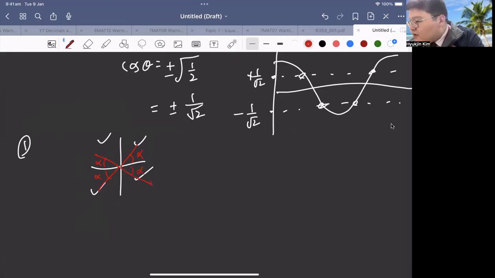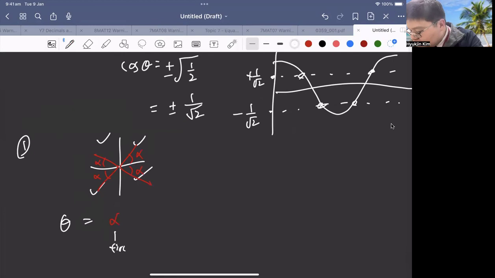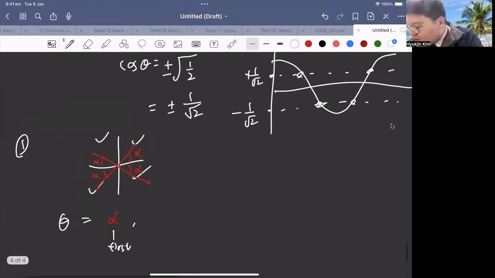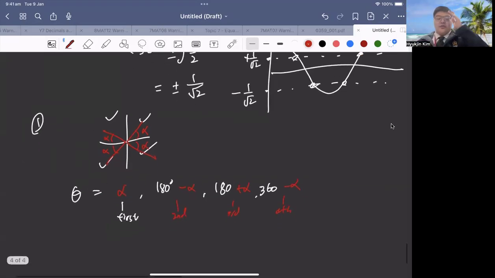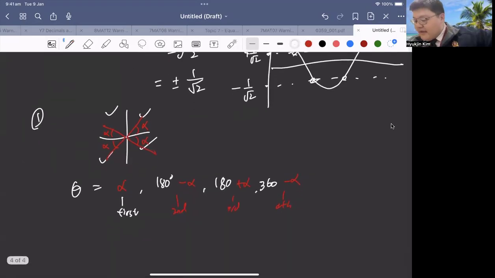Should be okay. We just want to find alpha so that theta equals alpha for the first quadrant. And then the second quadrant is 180 minus alpha. And then the third quadrant is 180 plus alpha. And then the last quadrant is 360 minus alpha. Okay? Second, third, fourth. So all I need to do now is just use that alpha as my new placeholder. That's the end of the day.